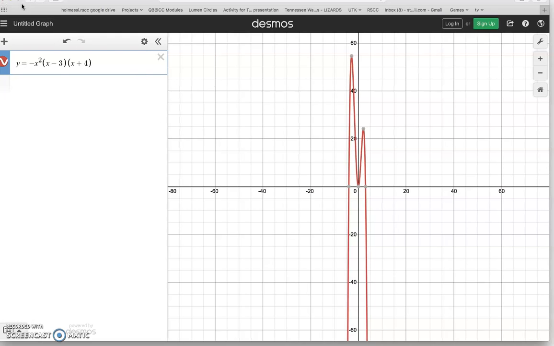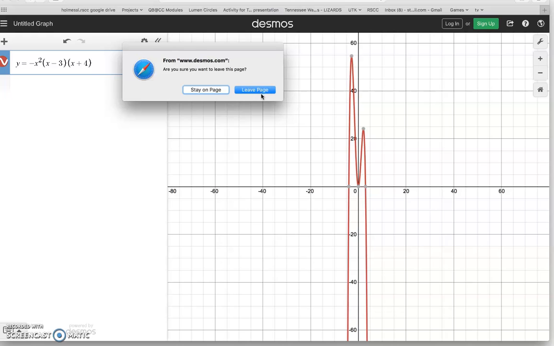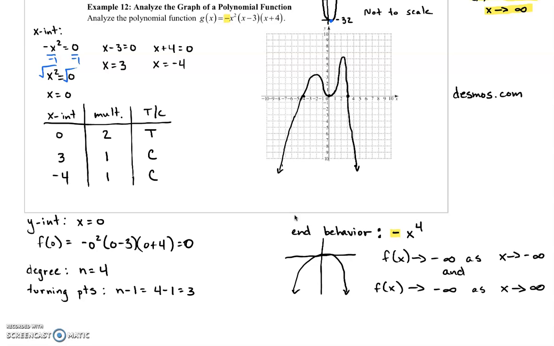Okay. So that is finally it for section 5.1. 5.5 will be the next section.